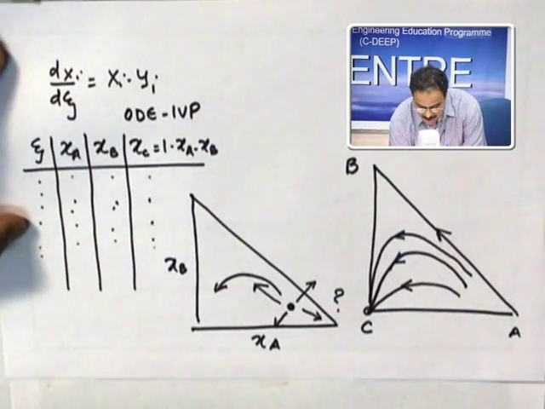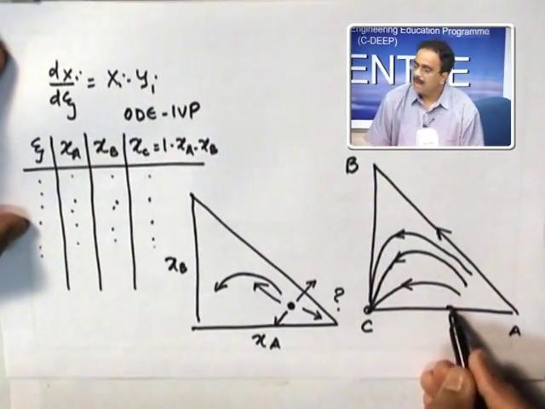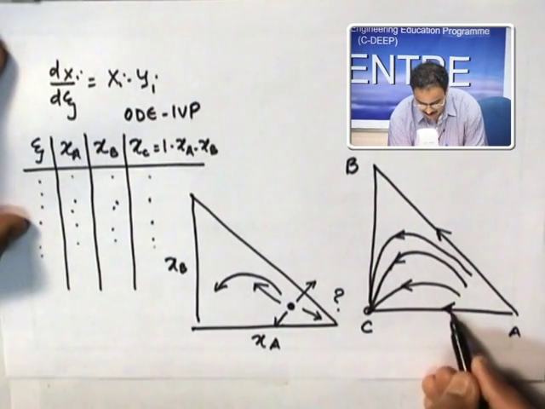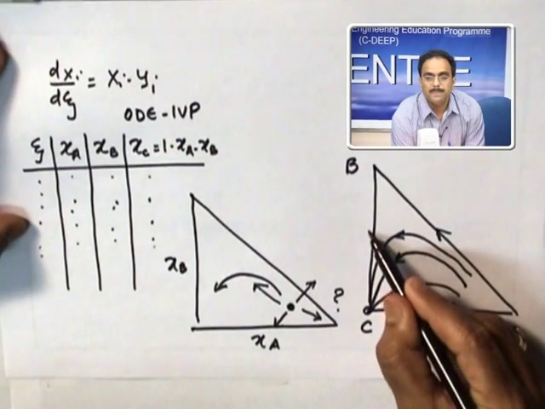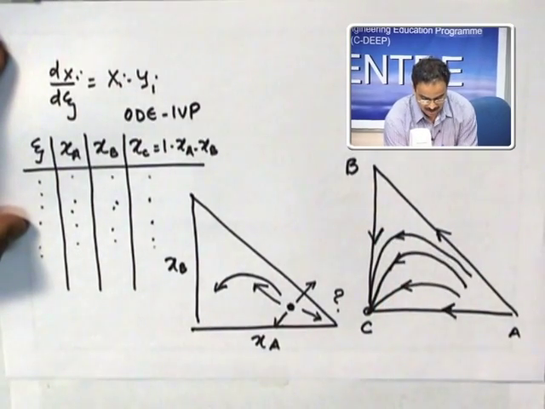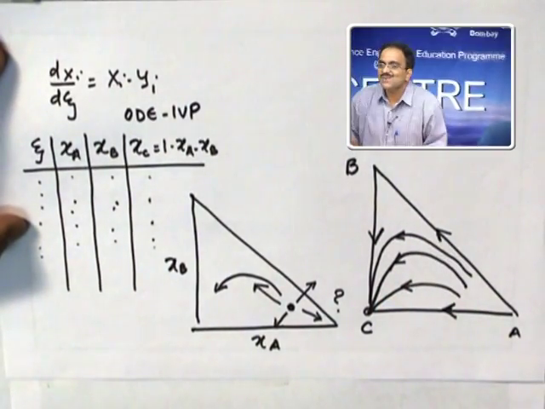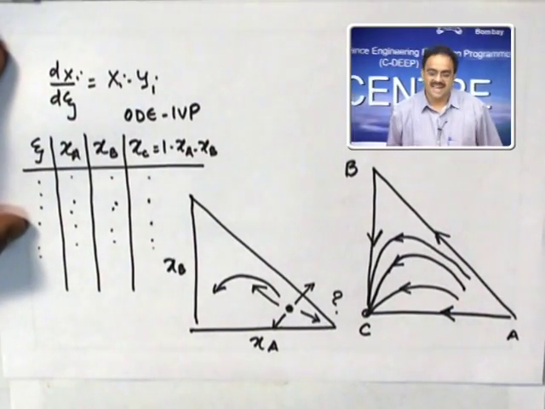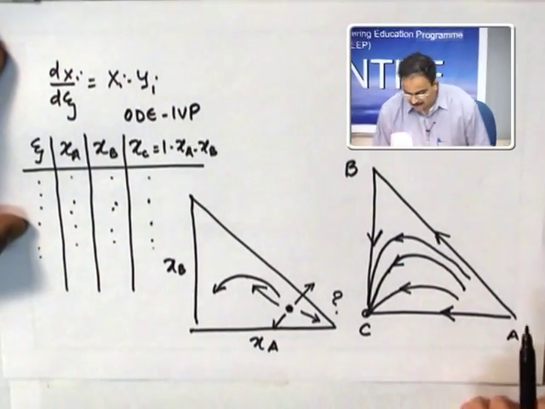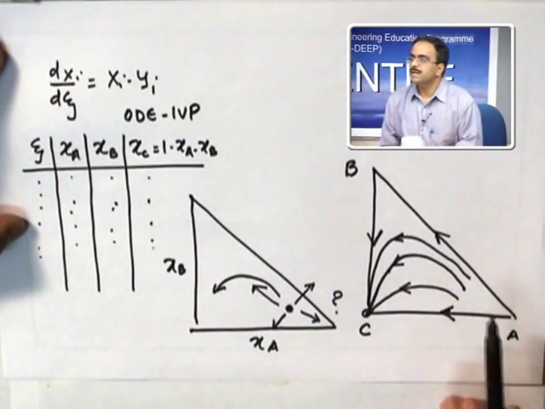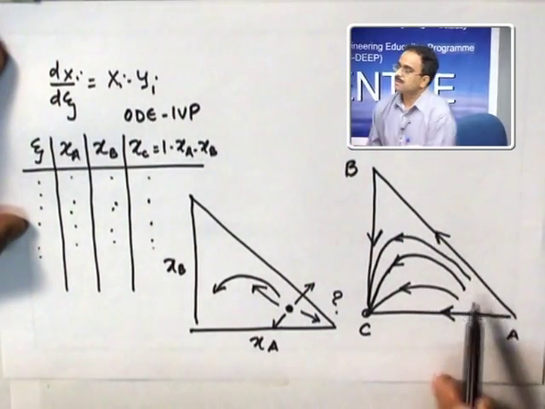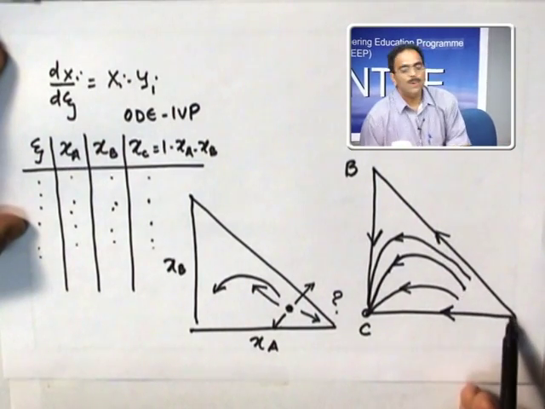If I start with a binary mixture of A and C, I'll move in which direction? If I start with a binary mixture of B and C, I will move in this direction. Look at the arrows. Let me complete this diagram. If I start solving the residue curve map in the opposite direction, where will I go?